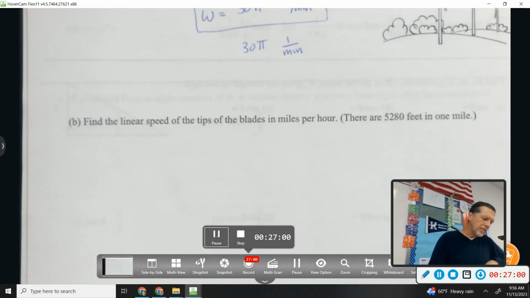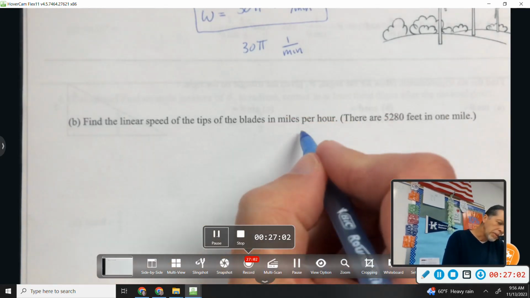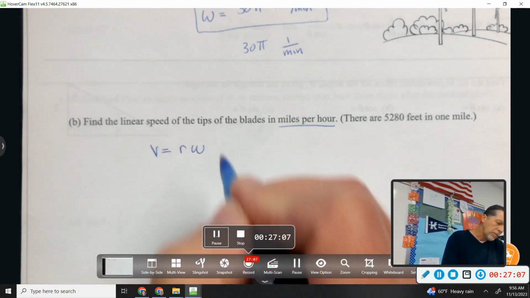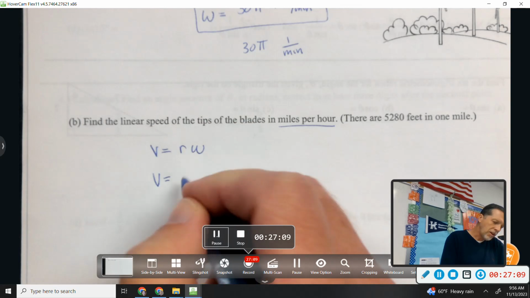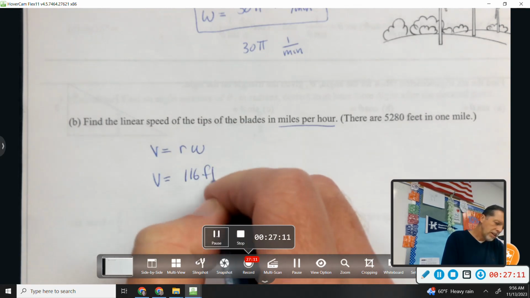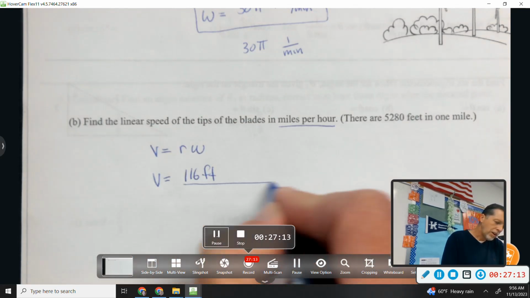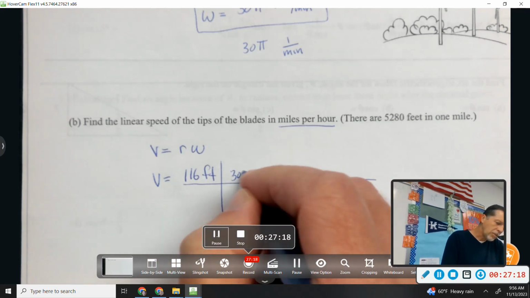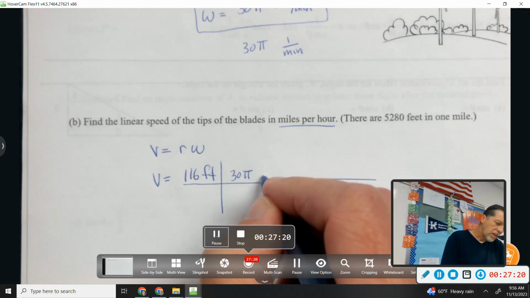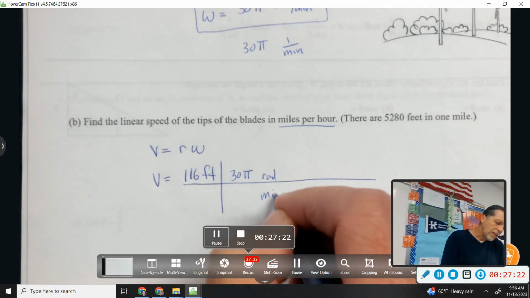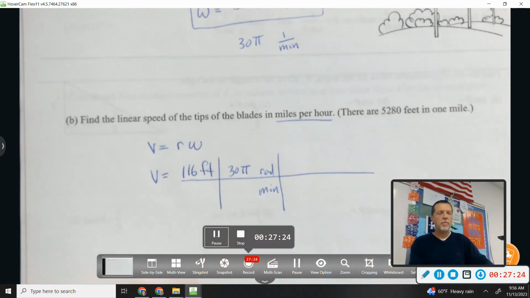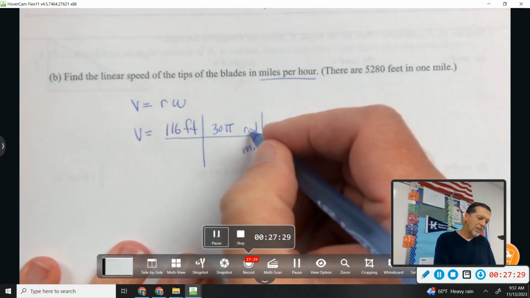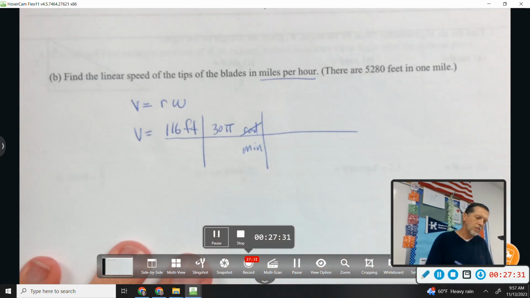Find the linear speed of the tips of the blades in miles per hour. Okay, so V equals R omega. I've got my R, 116 feet. I'm trying to set this up nice and neat because I know more changes are coming here. Times 30 pi radians per minute. But we're headed toward linear velocity, so I don't need radians. I'm going to just throw that out.